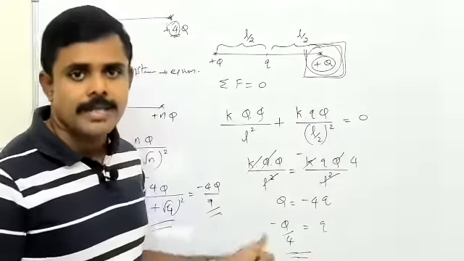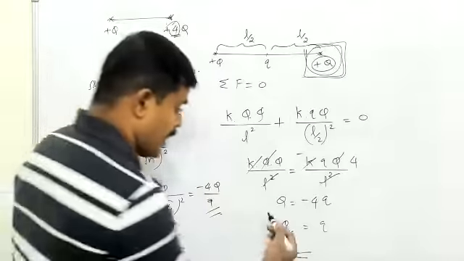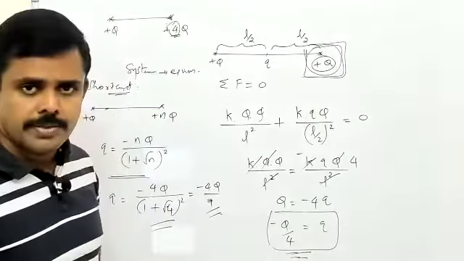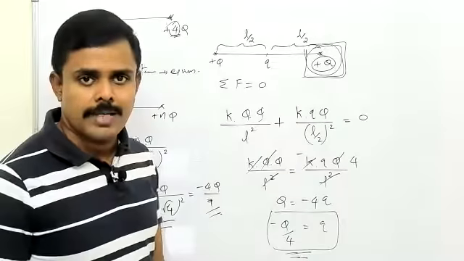So small q will be what? Minus Q by 4. Never ever forget this. You can learn it by heart because this is a repeated question. For boards, you have to do the steps. Minus Q by 4 is the charge to be placed in the middle.